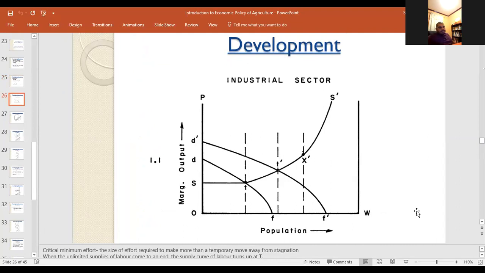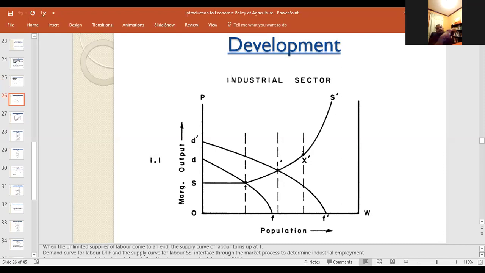Now, what you are seeing here is the industrial sector in accordance with the Lewisian framework. The curve S that you're seeing is the supply curve. And one of the critical assumptions that Gustav Ranis and John Fei make that differs from Lewis, or one of the assumptions that they don't hold, is that the supply of labor is not unlimited. So those unlimited supplies of labor actually come to an end.